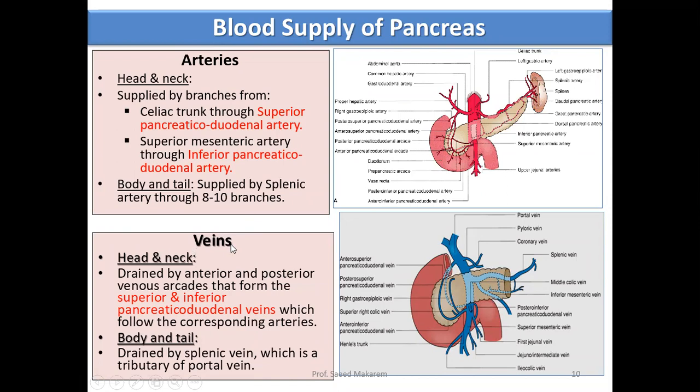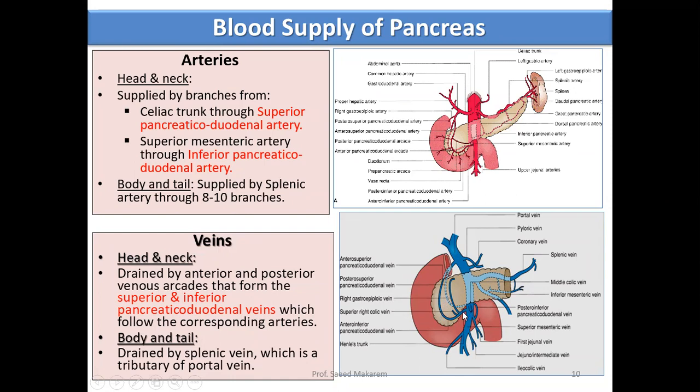Now coming to the veins. What are the veins draining the pancreas? The head and neck are drained by the anterior and posterior venous arches that form the superior and inferior pancreaticoduodenal veins. So just like the superior and inferior pancreaticoduodenal arteries, there will be superior and inferior pancreaticoduodenal veins.